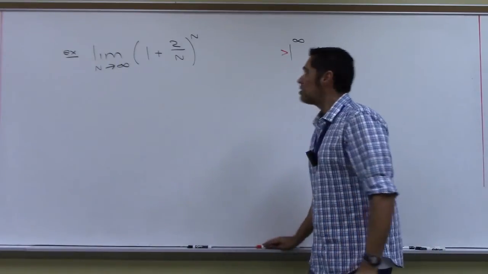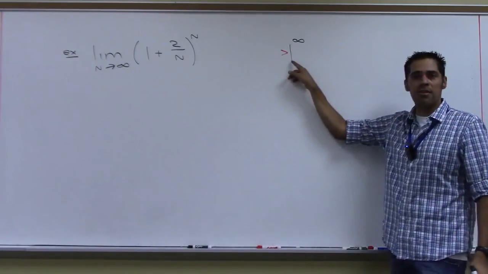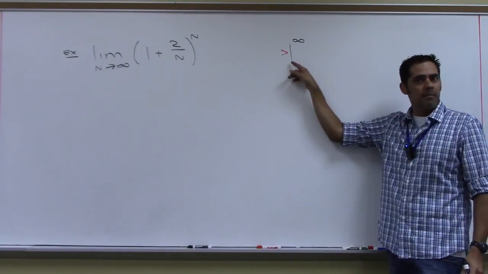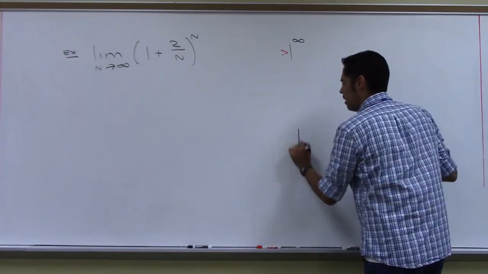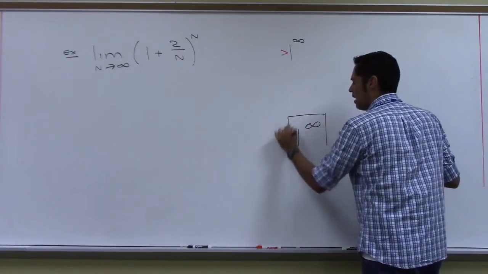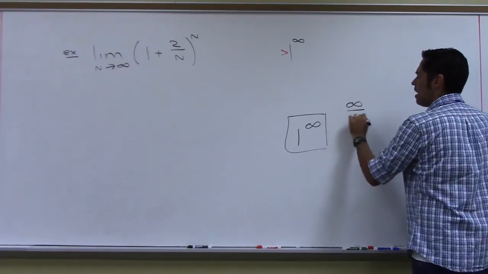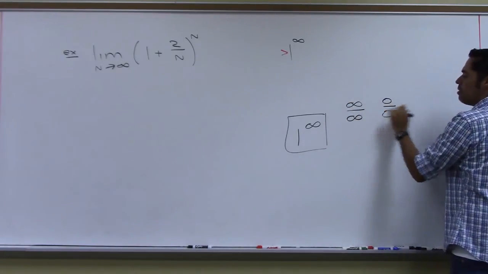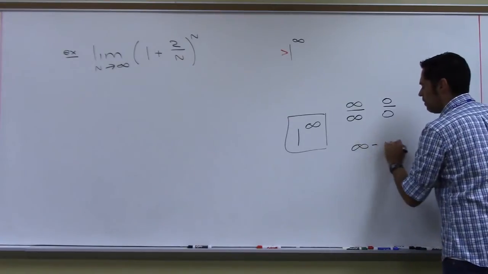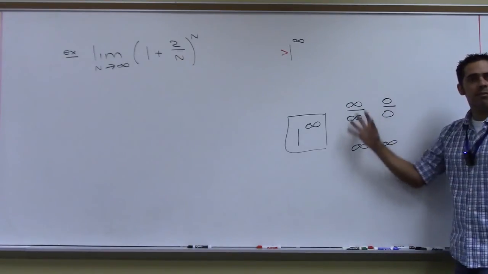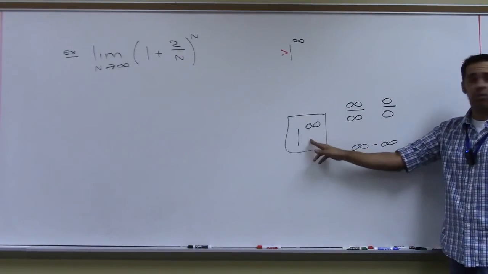It kind of depends on how big the power is and how close that is to 1, doesn't it? And in Cal 1, any time we got something like this, we called it an indeterminate form. This is the same as having infinity over infinity, or 0 over 0, or infinity minus infinity. These are all indeterminate forms from Cal 1, this included.